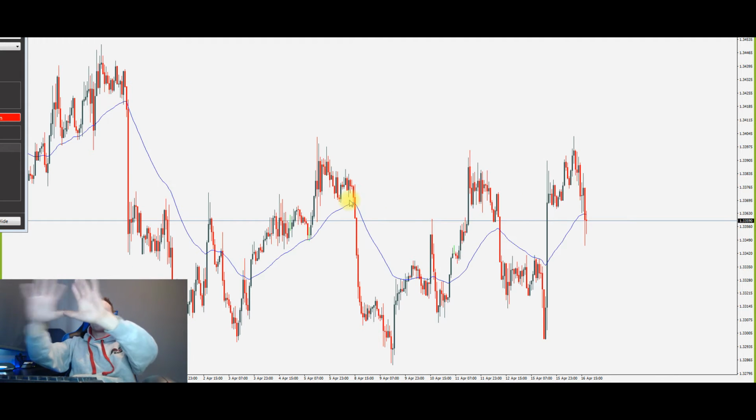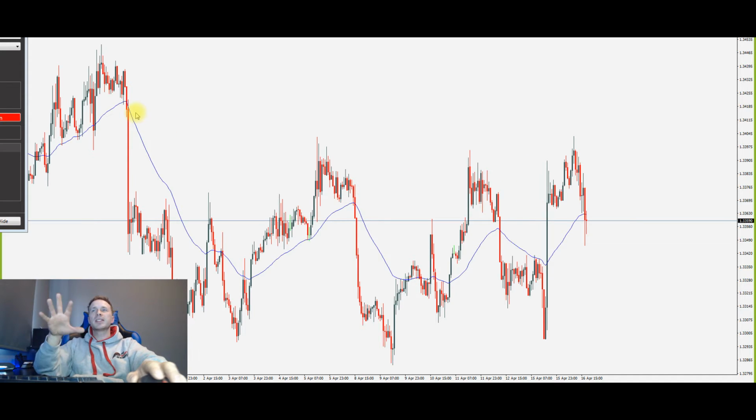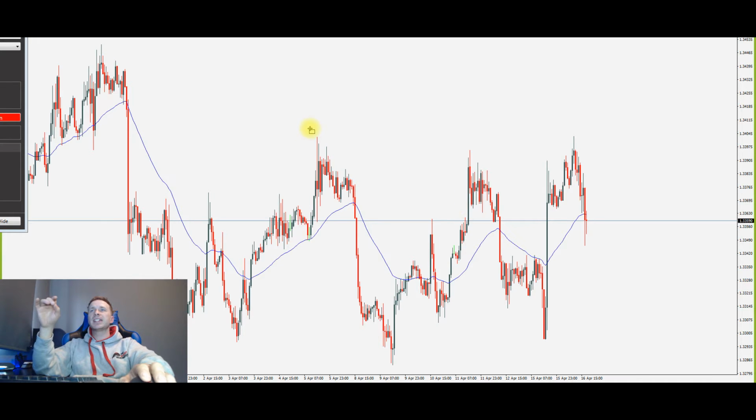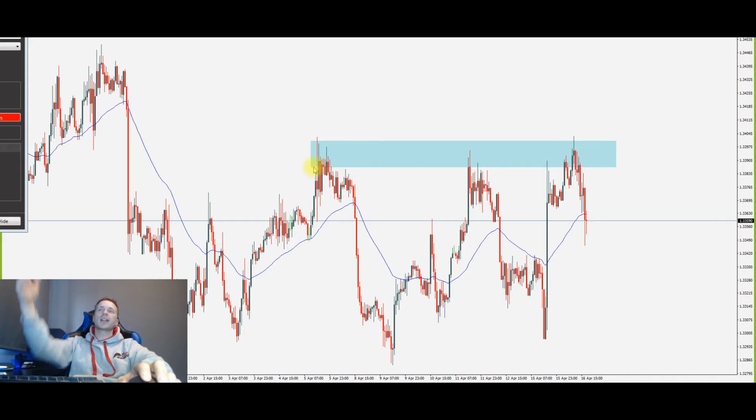Okay, so drawing our support and resistance. Now I'm not going to go into too much detail on it because I'm sure there's videos out there that tell you where to do it and draw it at certain points. But instead of drawing support and resistance lines, I like to draw areas. The reason why I like to draw areas is it gives you a clearer idea on where the price is likely to reverse.